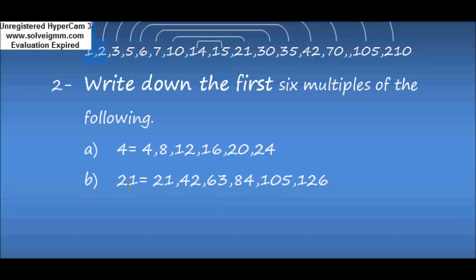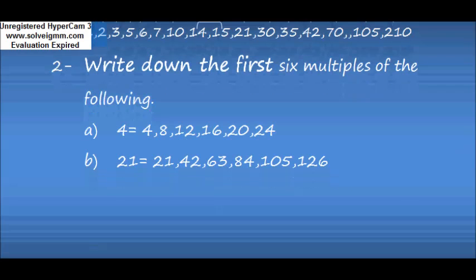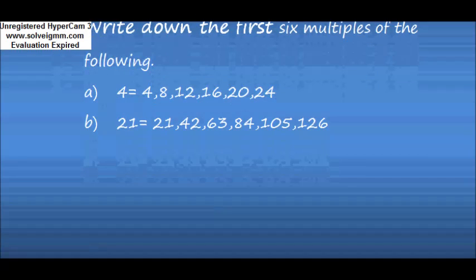Now 21. 21 into 1 is 21. 21 into 2 is 42. 21 into 3 is 63. 21 into 4 is 84. 21 into 5 is 105. 21 into 6 is 126. And this way you can solve all the other parts also.